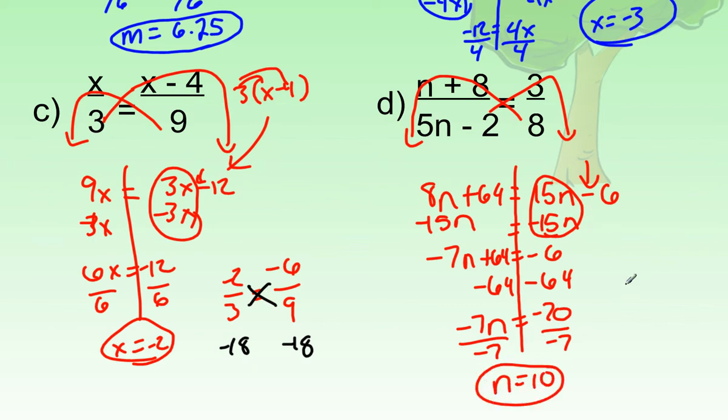And if we check our answers, I'm plugging it up here. So we have 10 plus 8 is 18. 5 times 10 is 50. Minus 2 is 48. And 3 and 8. This guy times by 6 gives you that. This guy times by 6 gives you that. So this is a proportion. This works out.